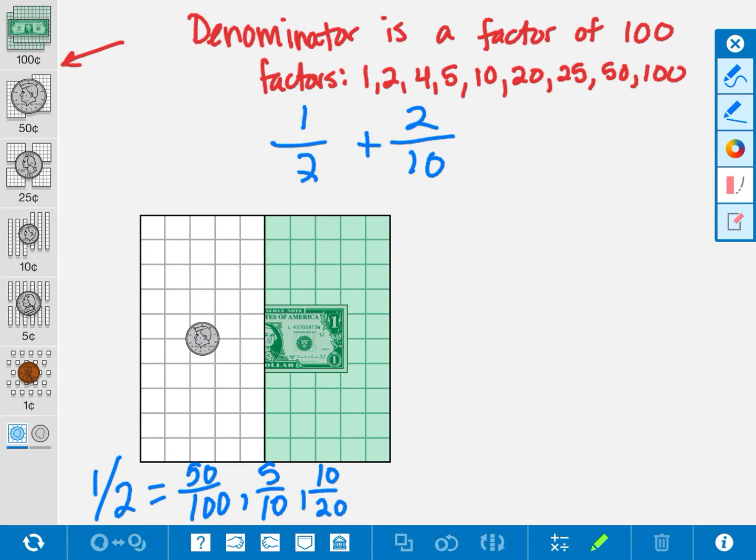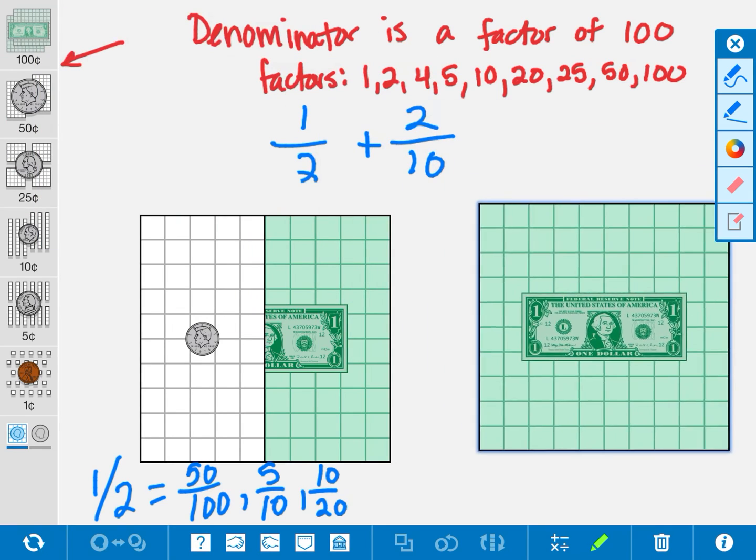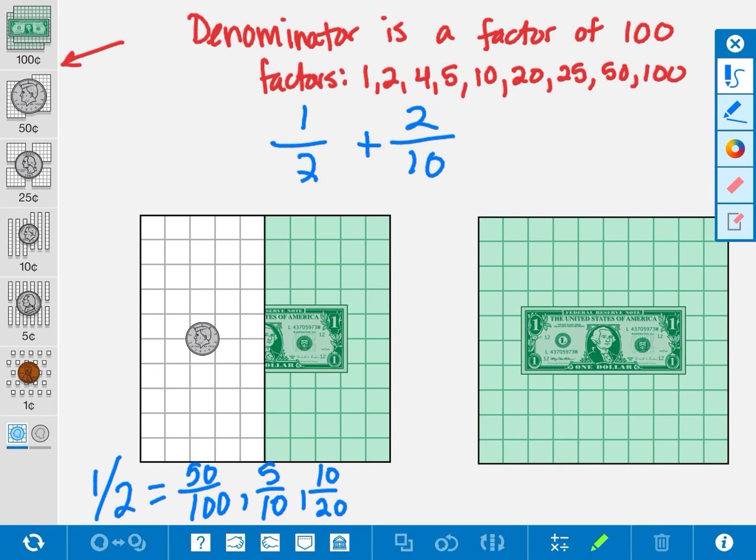And now let's take a look at 2/10. So I'm going to bring another dollar here. And so I'm adding these together. So we're going to be combining them. 2/10. Let's first look at our denominator of 10. How can I figure that out? Well, I can figure out what 1/10 of 100 is. And how I would do that is I would take 100 and I would divide it into 10 even groups. And I will get 10.